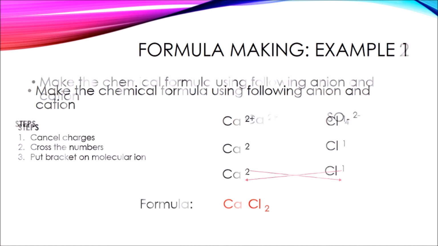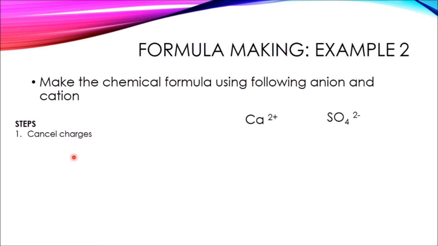Let's take another example. We have two ions: the calcium 2 plus ion and the sulfate 2 minus ion. What do we have to do? We have to cancel the charges first. In this case we have 2 plus and 2 minus. Whenever you have the same charges, the whole charges will be cancelled out. So 2 plus will cancel out with 2 minus.